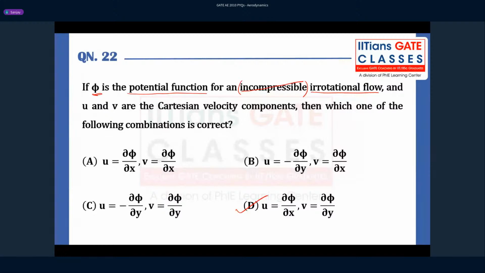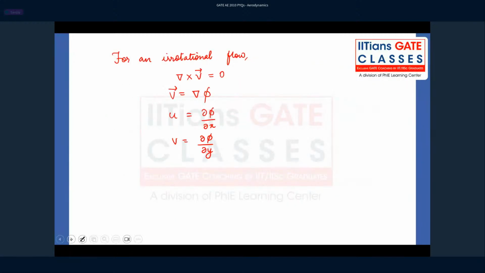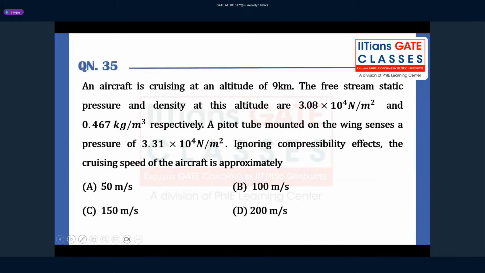They can test these things in GATE. Okay, all right, so I hope this is clear. It was very straightforward. Let's now move on. So there's the next question. This is also a fairly simple question.